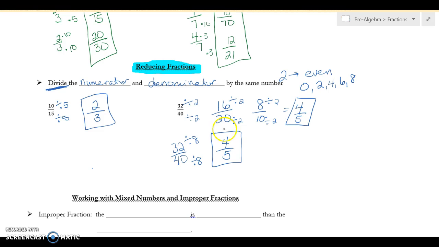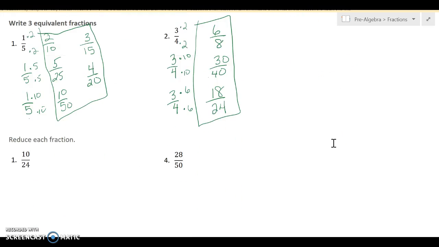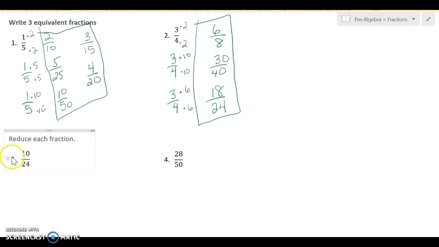All right, what I'd like you to do now is go to the bottom again, or to your other side of the notes, and I'd like you to try this number. Number 3 and number 4. All right. Okay, so you should have tried these.